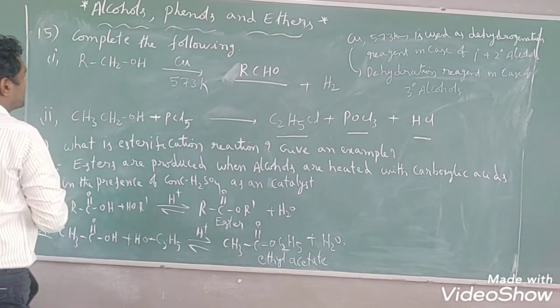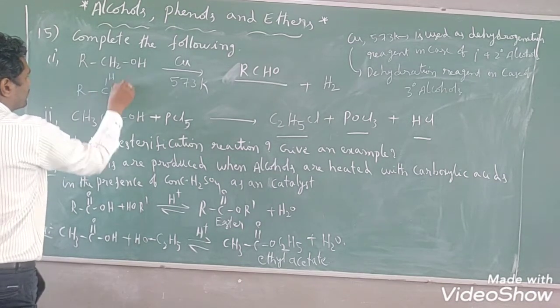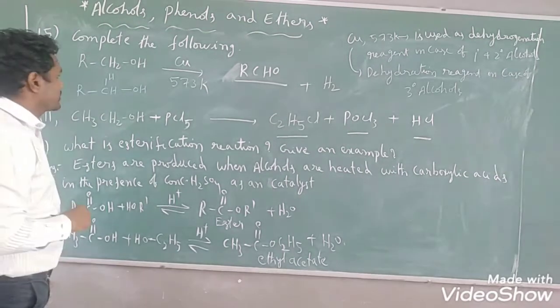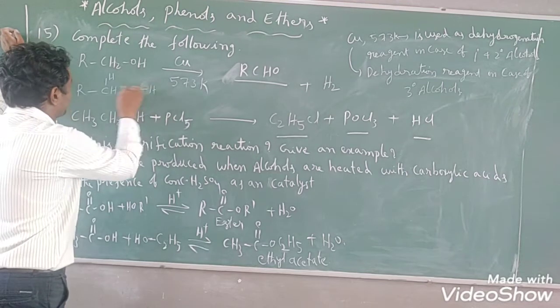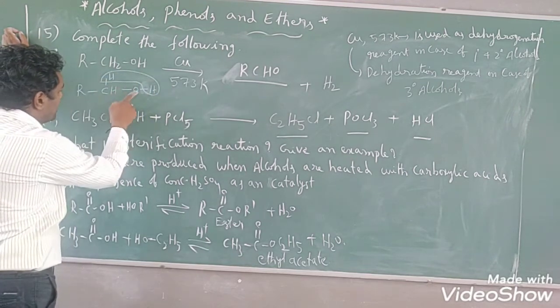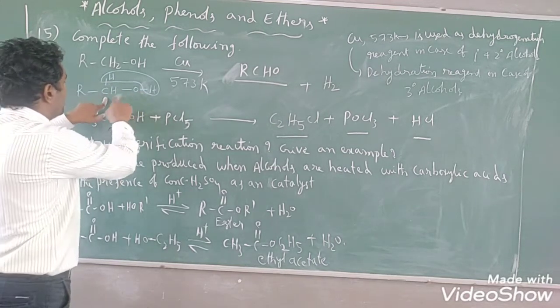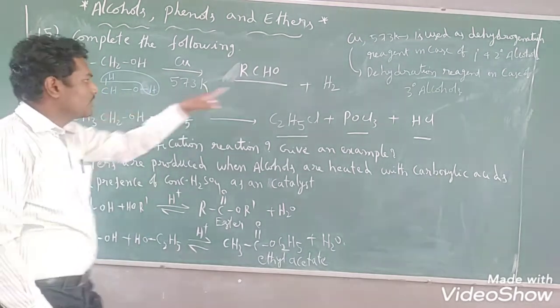See here, RCH2OH, right? Removal of H2 means one of the hydrogens here, and one of the hydrogens here, is removed as an H2 molecule. Breaking of two single bonds results in the formation of a double bond between carbon and oxygen. So it results in the formation of aldehyde by the removal of H2.